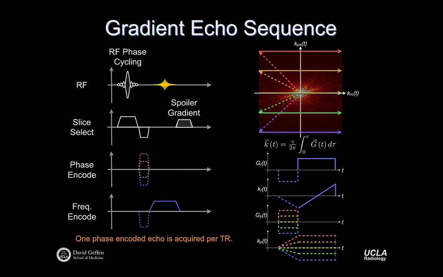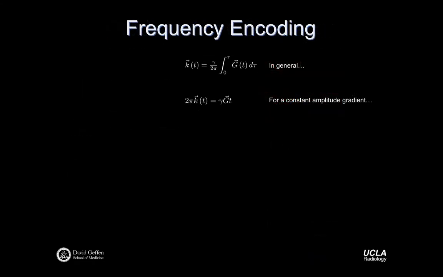So with each TR, we'll change the phase encoding step, but the frequency encoding step basically looks the same, because we're always just reading out, at least in this example, from left to right. It's just a question of whether we phase encoded to the top or phase encoded to the bottom. Okay, so how does this all come together?